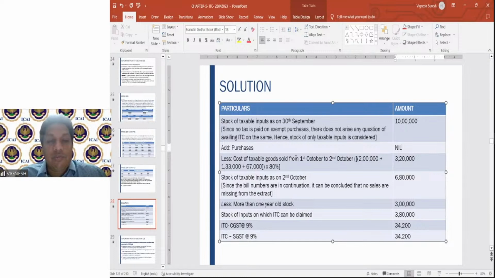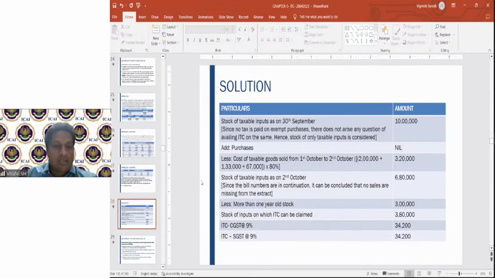Then if you remove that, you will get the stock of taxable inputs on 2nd October. Then from this, you reduce more than 1 year old stock, which we cannot claim. That is 3 lakhs. You will get 3,80,000 on which you can claim. On this 3,80,000, assuming 18%, CGST 9% and SGST 9%, this is the ITC you are supposed to claim. I hope you understood the problem.